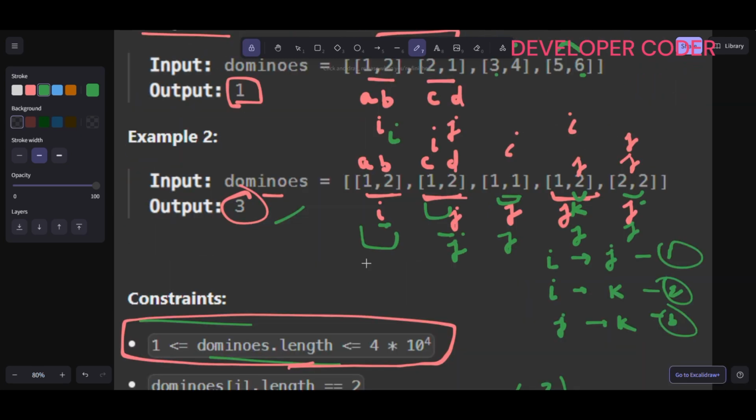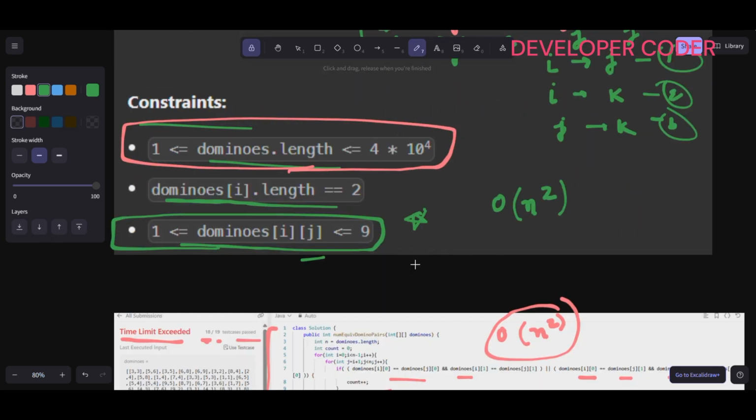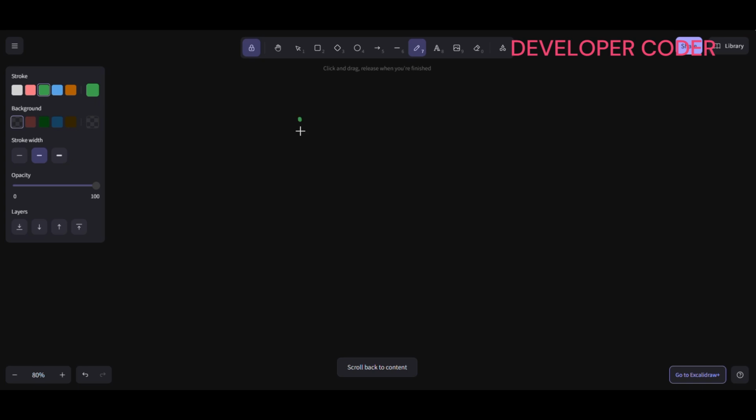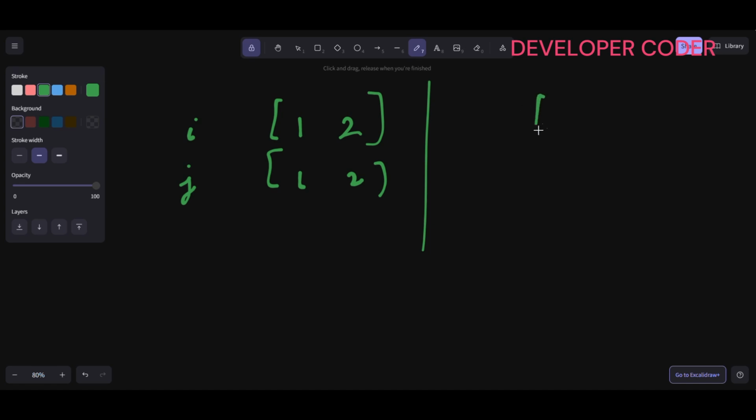So from here, if I write this 1 and 2, let's suppose this is I domino, this is J domino. 1 2, they both are equal, right? This is case 1. And in case 2, 1 2, and if we have 2 1, then also they are equal, right? This is case 2. Here this is matching with this, and this is matching with this. Both cases are equal.